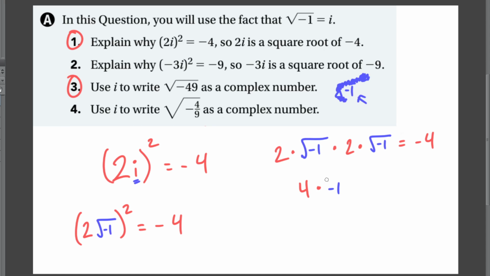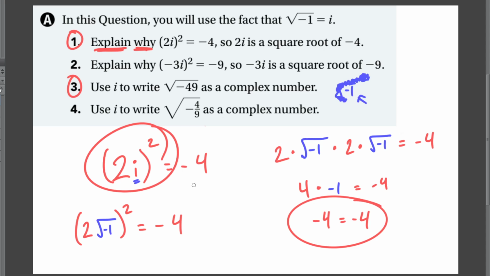So we have 4. 2 times 2 gives me the 4. Square root of negative 1 times the square root of negative 1 gives me negative 1, is equal to negative 4. 4 multiplied by negative 1 gives me negative 4. And negative 4 is definitely equal to negative 4. So we have explained why 2i squared is equal to negative 4, because I got this answer right here. Cool? In other words, 2i is the square root of negative 4. If I was to take the square root of negative 4, I would get 2i. Cool? That is the first one.